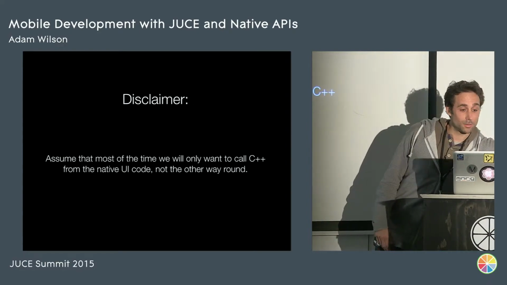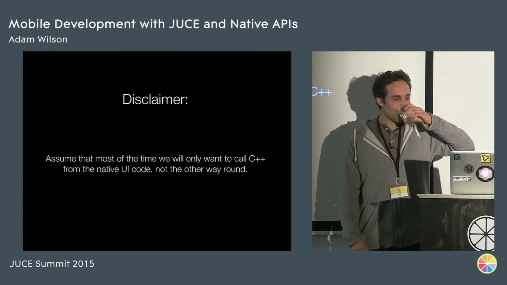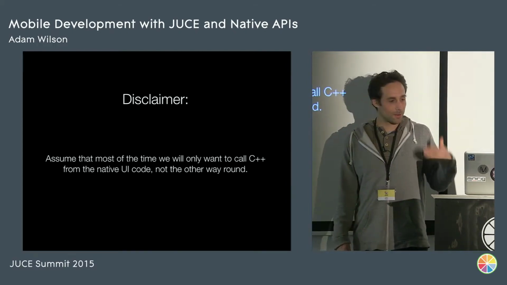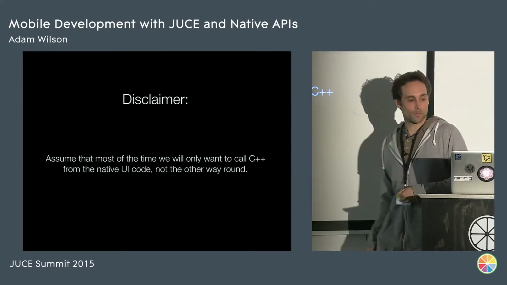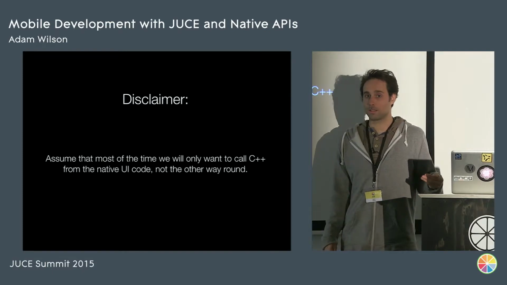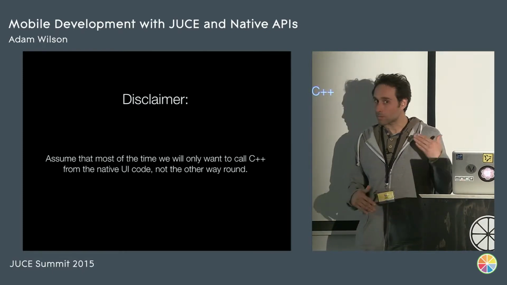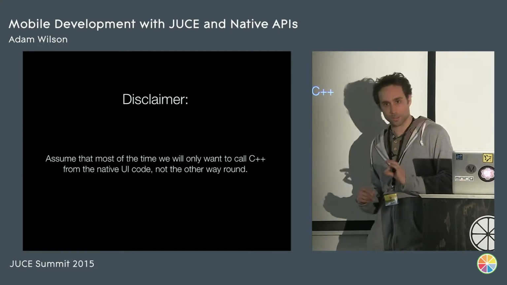So a little disclaimer. I'm going to assume, for the purpose of this talk, that most of the time you only want to call C++ from your native UI code. This is all I've had to do for my app. You can do it the other way around. It's a bit more complicated. I'm going to touch on it, but not go into it.